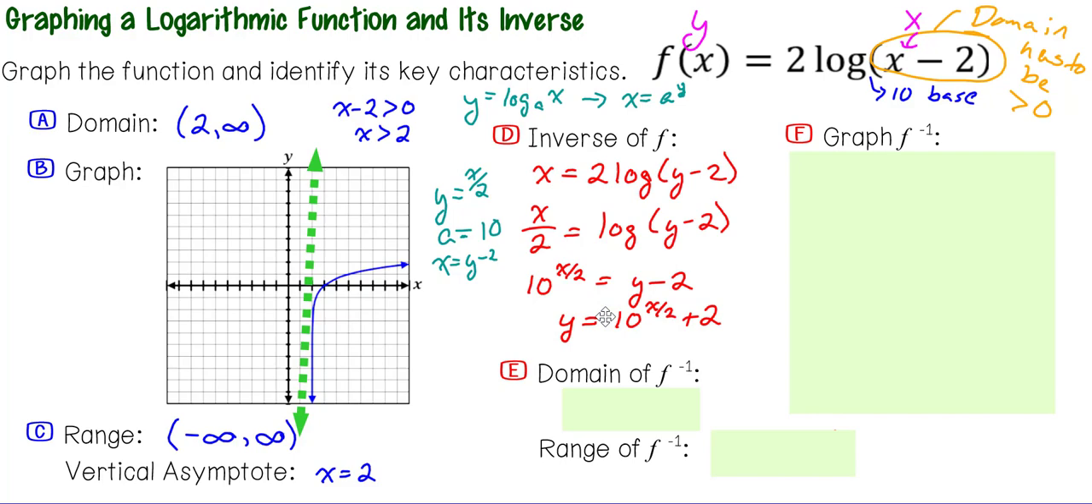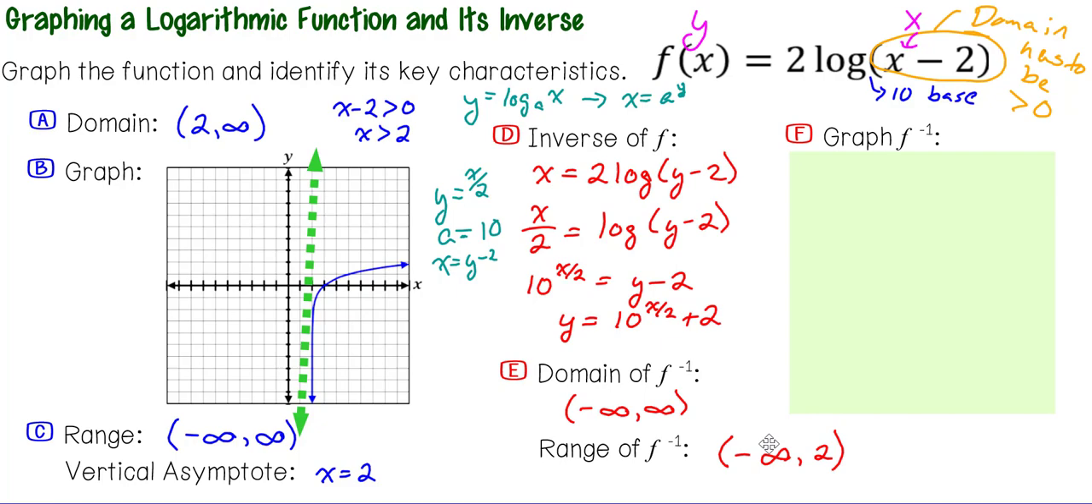So the domain should be the range of our log function, because remember they're inverses, so that means the range and the domain flip. So the domain will be negative infinity to infinity, and our range should match our domain, so it has to go from negative infinity to 2 because it's the opposite.